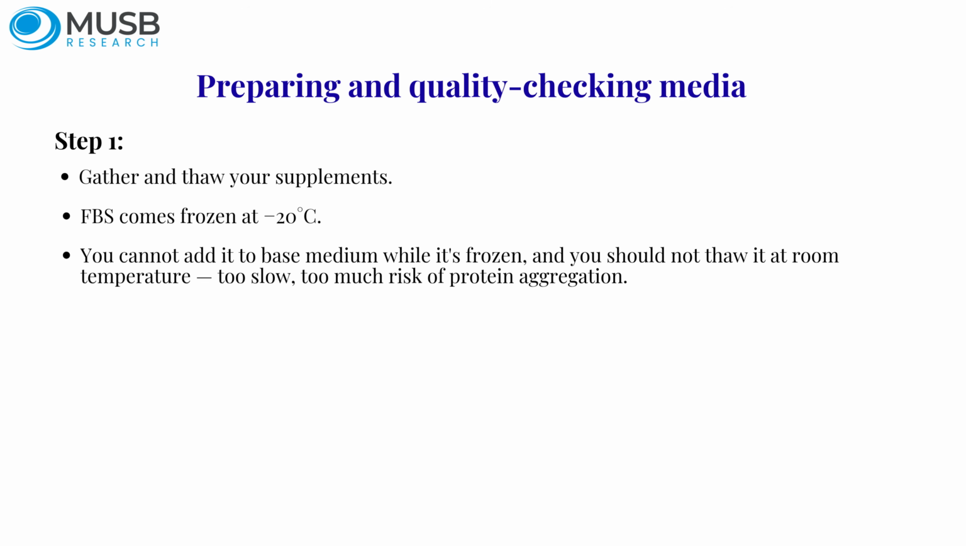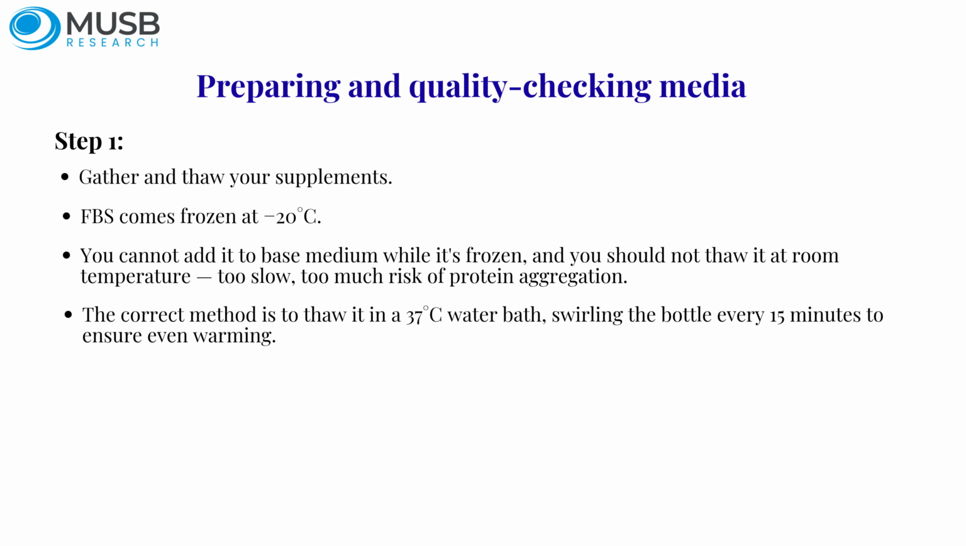You cannot add it to base medium while it's frozen, and you should not thaw it at room temperature. Too slow, too much risk of protein aggregation. The correct method is to thaw it in a 37 degrees Celsius water bath, swirling the bottle every 15 minutes to ensure even warming. Total thaw time for a 500 milliliter bottle is typically 45 to 60 minutes.